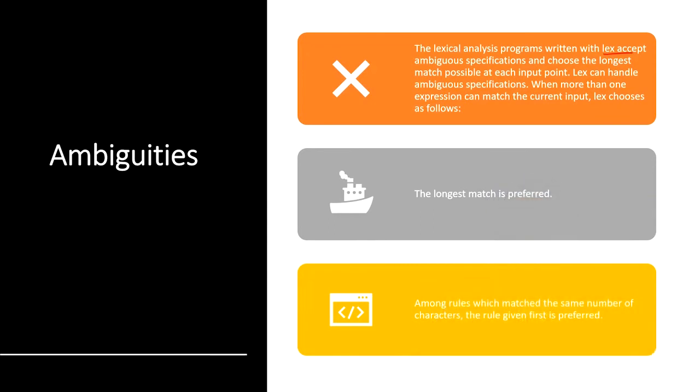The lexical analysis programs written with Lex accept ambiguous specifications and choose the longest match possible at each input unit. So Lex can also handle ambiguous specifications. When more than one expression matches the current input, Lex will consider the longest match as a preference among rules which matched the same number of characters. So the rule given first is preferred. So these are the two issues involved in lexical analysis.